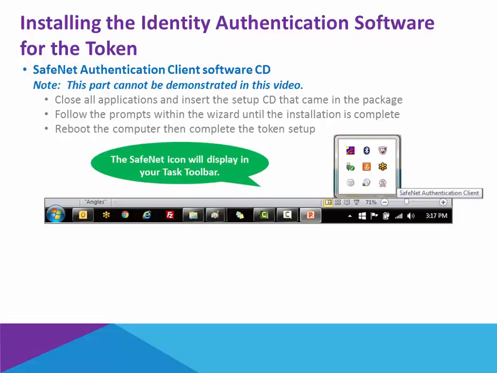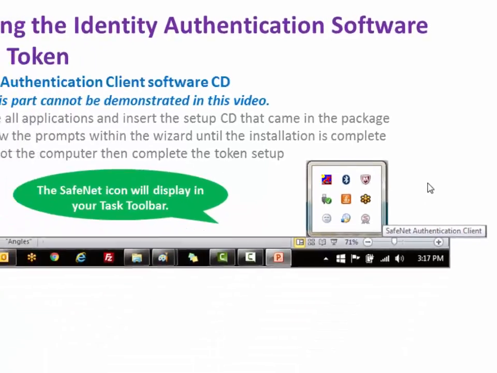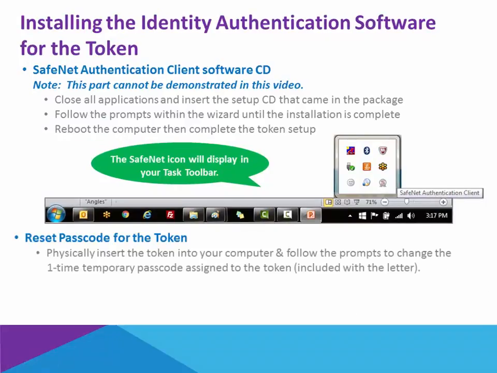Now, it will typically be hidden. You'll notice in the lower right of your system taskbar, there's sometimes icons that are running in the background. I've got it expanded here so that you can see the icon in the lower right, and it looks like an S for Safenet. Now, according to the instruction letter, the next step after installing the Safenet and rebooting is to set a permanent passcode for the token. Now, the token is shipped with a one-time temporary passcode, which is included in your instruction letter.